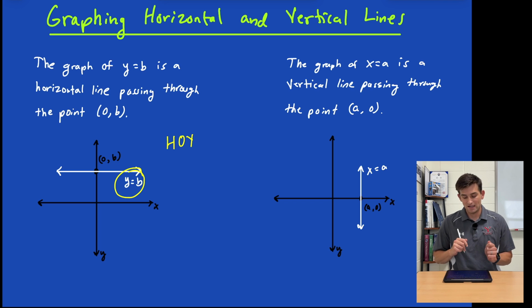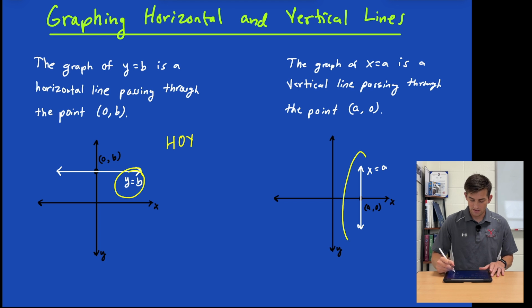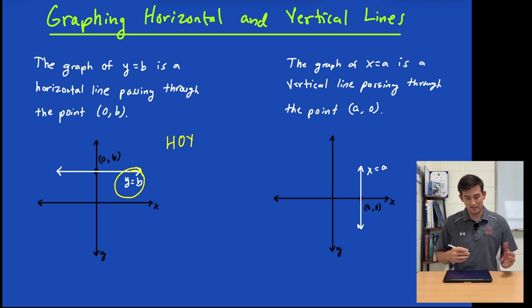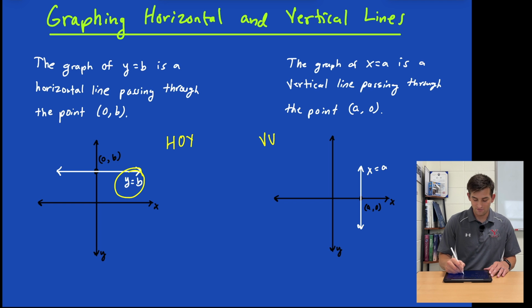Vertical lines: the graph of x equals a number, in this case represented as x equals a, is a vertical line passing through the point (a, 0). That's represented here on the right side of our screen. Now to remember a vertical line, I use the acronym VUX, V-U-X.